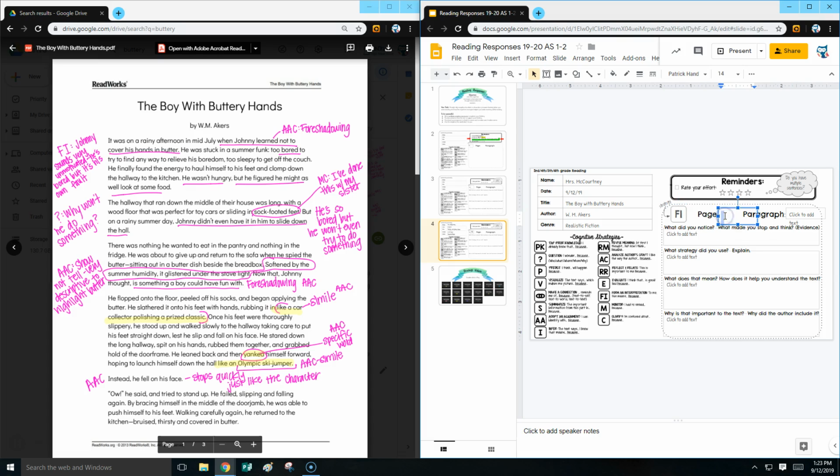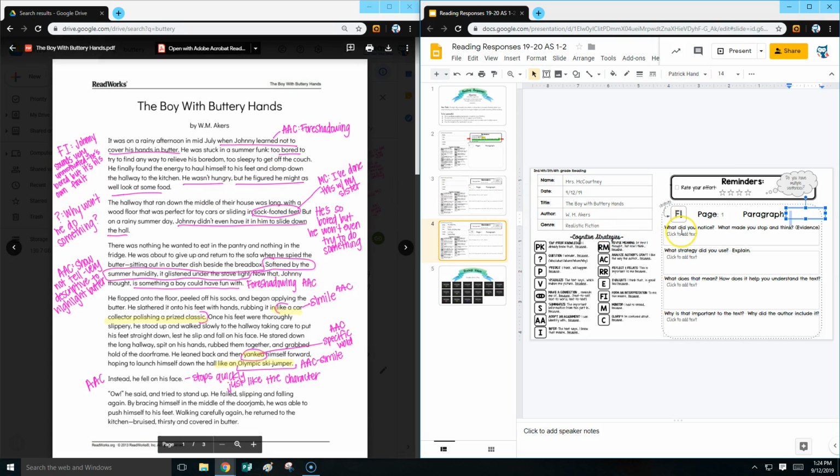So the page is the first page. And the part that made it stand out for me was he wasn't hungry, but he figured he might as well look at some food. And then later it said Johnny didn't even have it in him to slide down the hall. So that's when I was forming an interpretation, which is right here. And I said that Johnny sounds very unmotivated, he's bored, but it's his own fault.